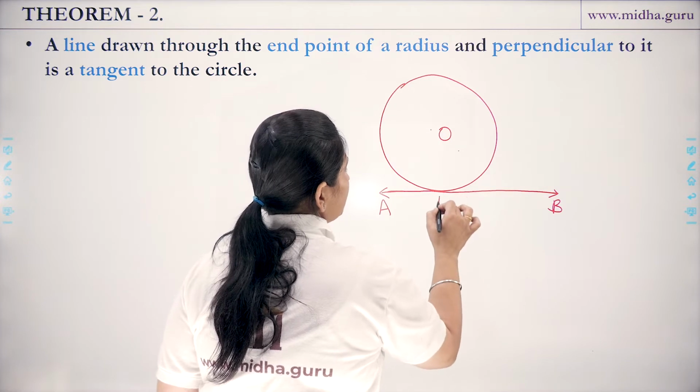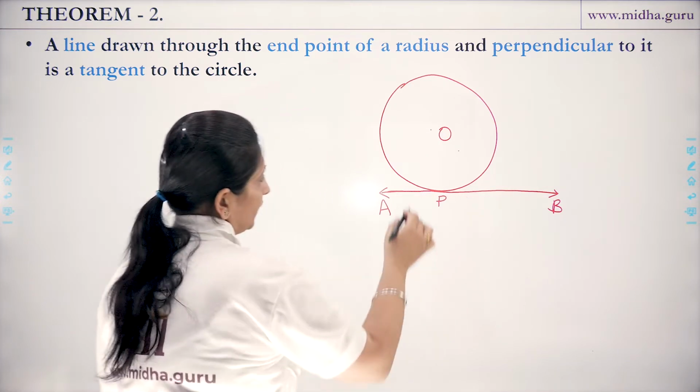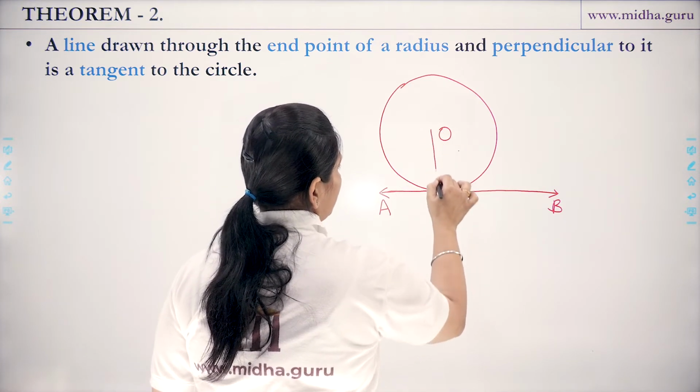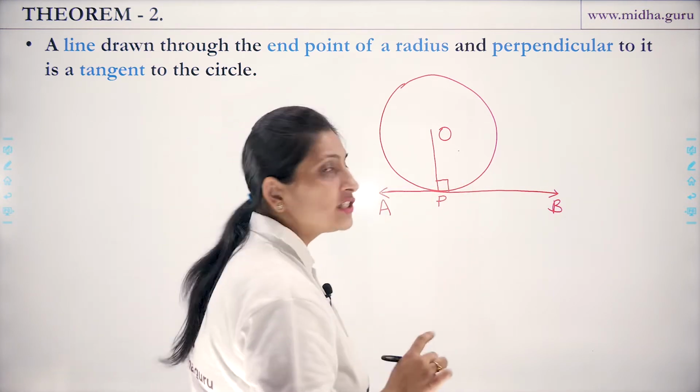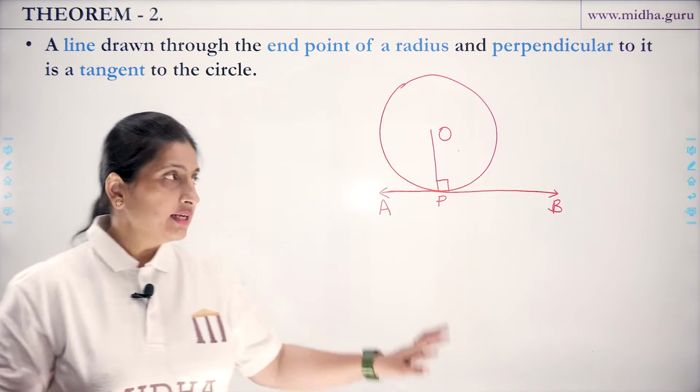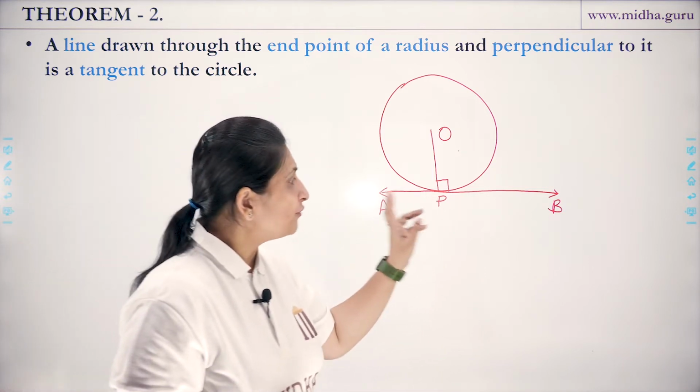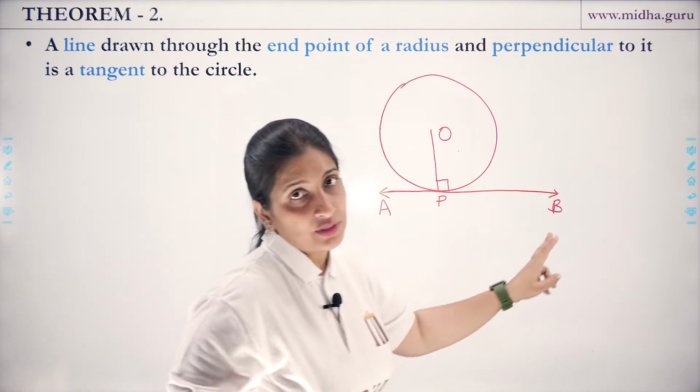Let this point be point P. If we join this point, we know that OPB, which is given, is perpendicular. It's given that it is perpendicular and we have to prove that this is tangent to the circle.